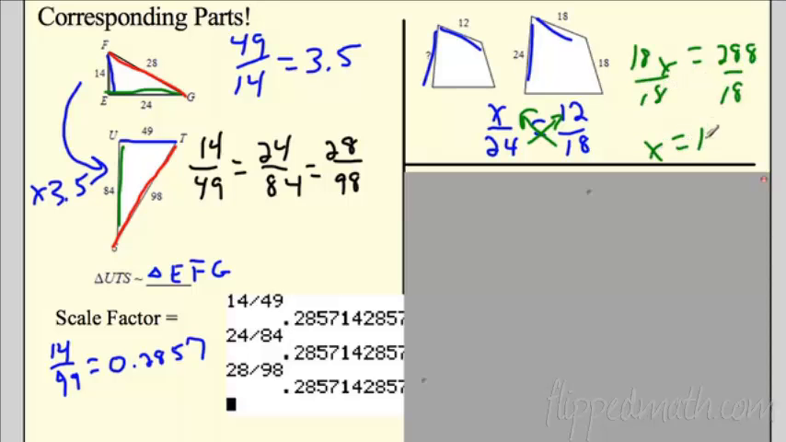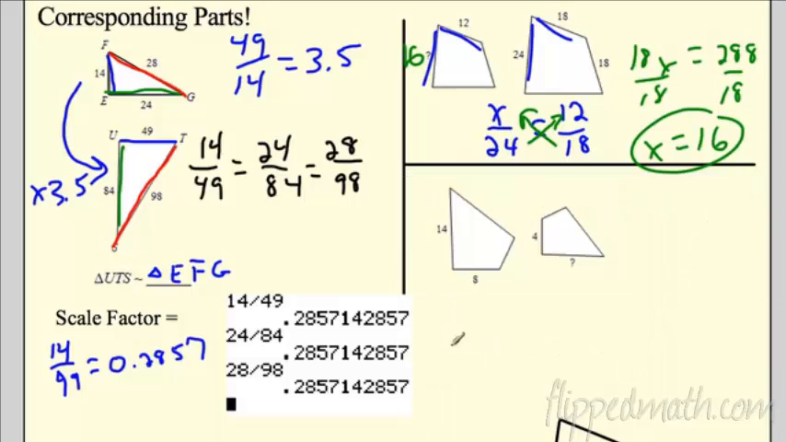And what do we end up with? We end up with 16. Does it seem reasonable? I always double check my work. 16 is to 24 as 12 is to 18. Sure. Seems very reasonable. Good answer. Awesome. One more of these.